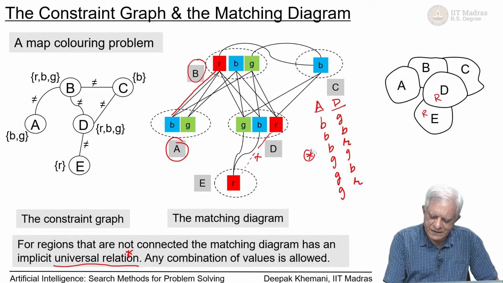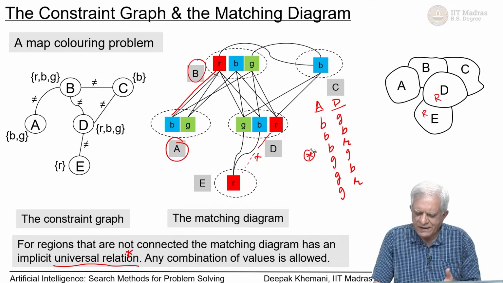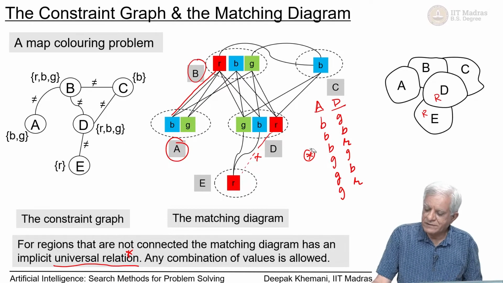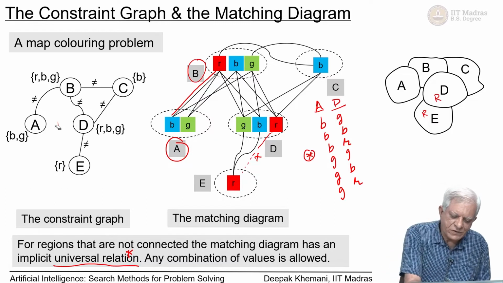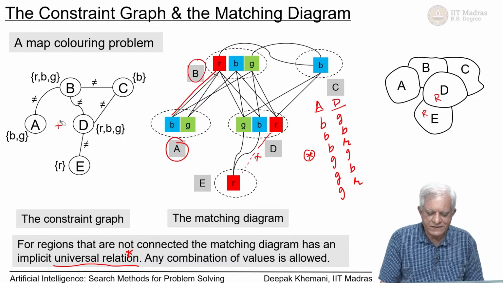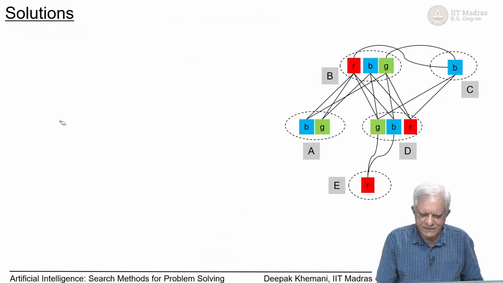That means any element can be connected to any element essentially, and that is what we have said in the problem description. We have not said what the color relation should be between regions A and D when they are not touching each other. Then we use a universal relation, and that is depicted by the fact that there is no edge between A and D, as you can see, and therefore any combination is allowed as per the problem specification.